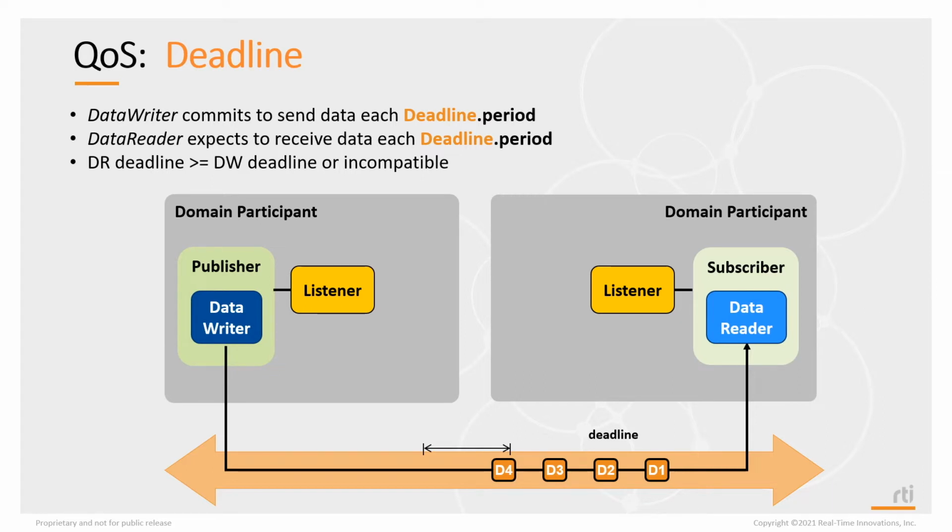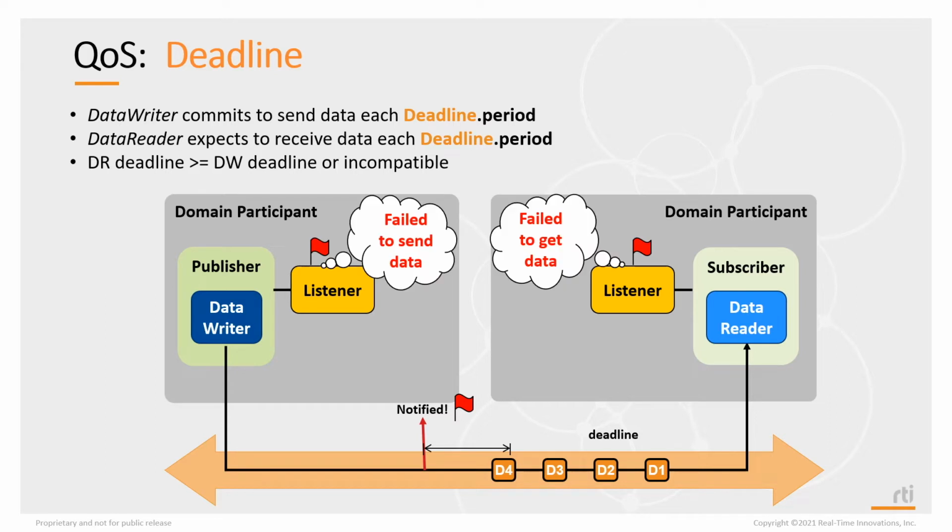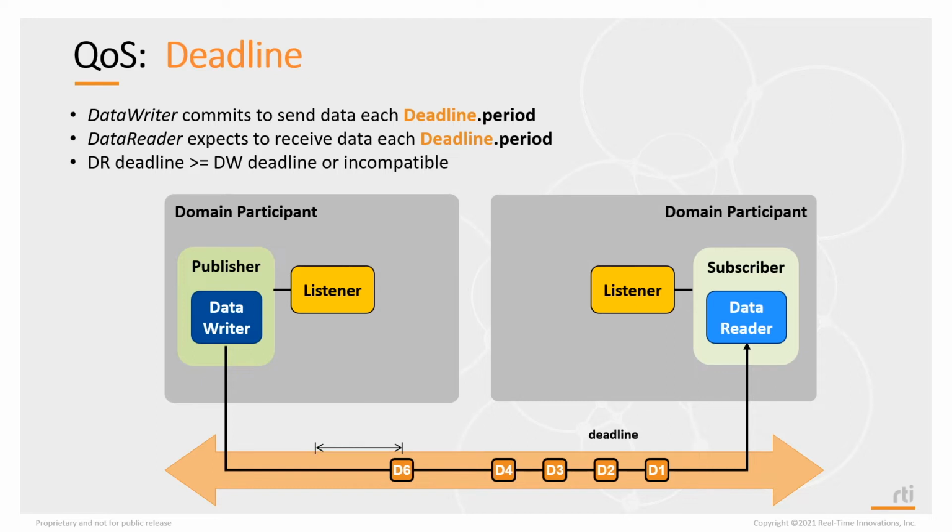But let's say the data writer stops sending data for whatever reason. Once the deadline expires, there'll be a notification both to the writer and the reader. For the writer, it's telling the writer that, hey, you were supposed to send data within the deadline period, but you failed to send data. Or for the data reader, hey, we did not get data within the deadline period that you set. So this is a way for your applications to detect when there's a problem in the system. Of course, if you start receiving data again, then we'll still apply the deadline to make sure that you're getting the data again within the deadline that was set.